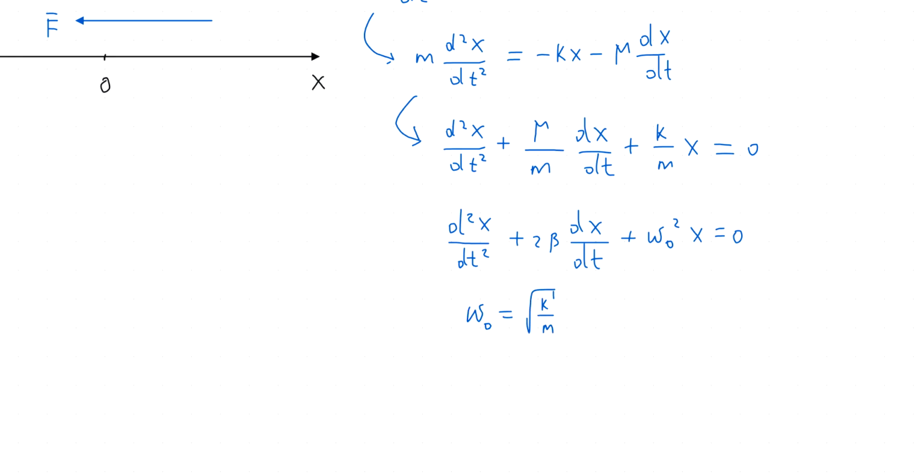What about beta? Beta for a simple oscillator is equal to mu divided by 2m, and beta is the so-called damping coefficient. Okay, do you have any questions about this?